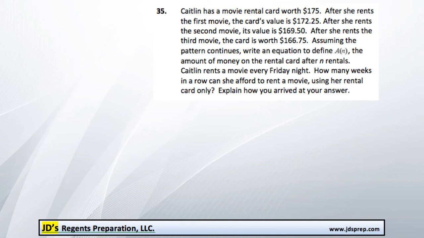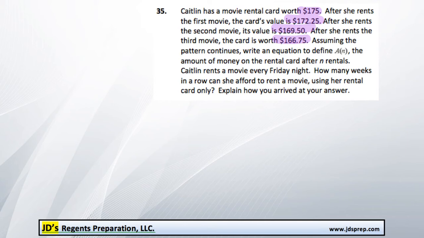This is problem number 35 from the June 2014 Algebra Regents exam. Caitlin has a movie rental card and it's worth $175. After she rents the first movie, the card's value is now $172.25. After the second movie, it's $169.50. After the third movie, it's $166.75.